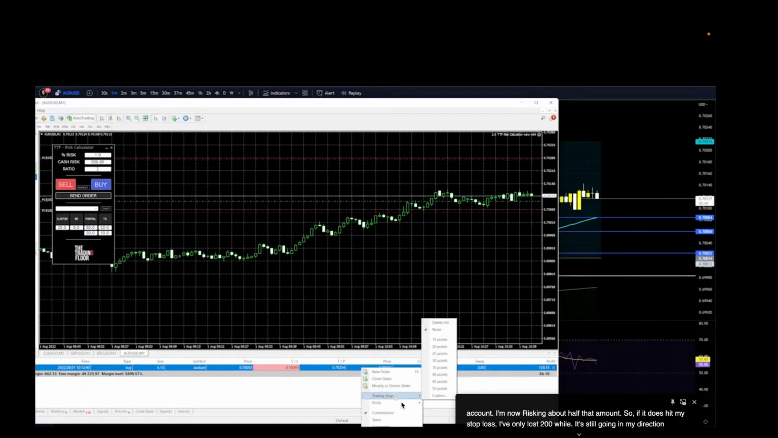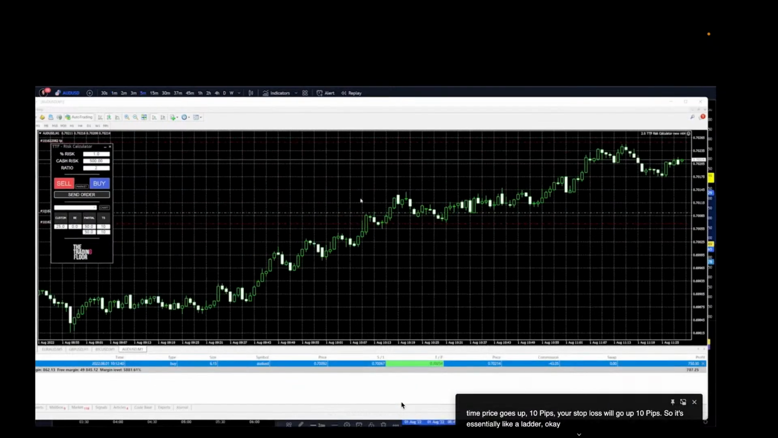So this trailing stop loss is also known as a trailing step because every time price goes up 10 pips, your stop loss will go up 10 pips. So it's essentially like a ladder.